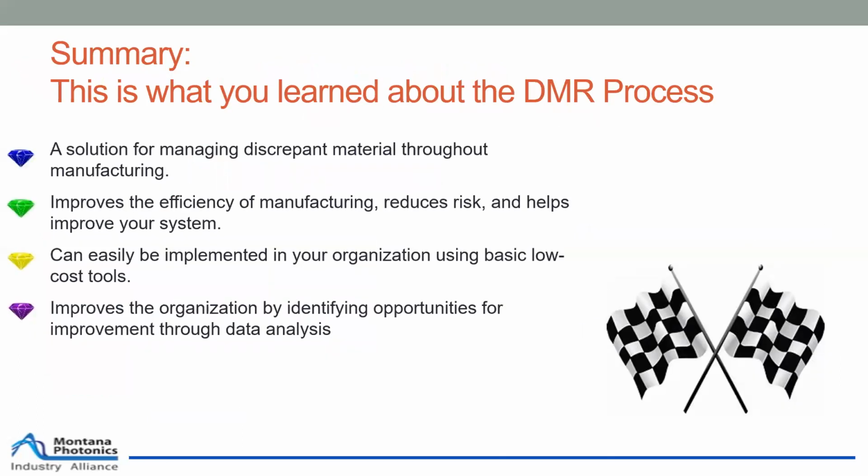So summary, this is what you learned about the DMR process. The discrepant material process is the process for managing discrepant material throughout manufacturing. The discrepant material process improves the efficiency of manufacturing, reduces risk, and serves as a vehicle of communication. The discrepant material process can easily be implemented in your organization using basic low-cost tools. The discrepant material process provides data that can be used to improve your system.